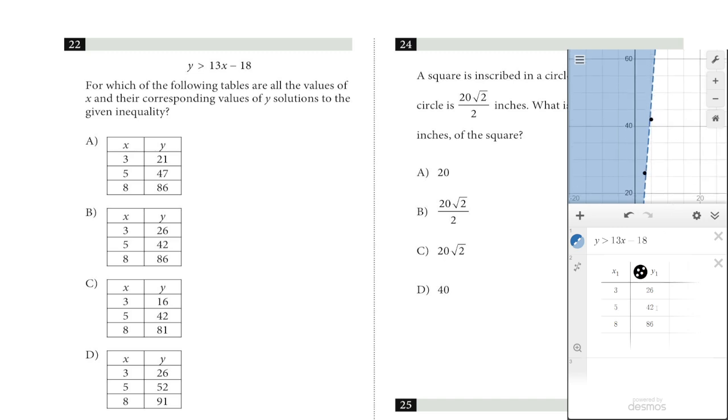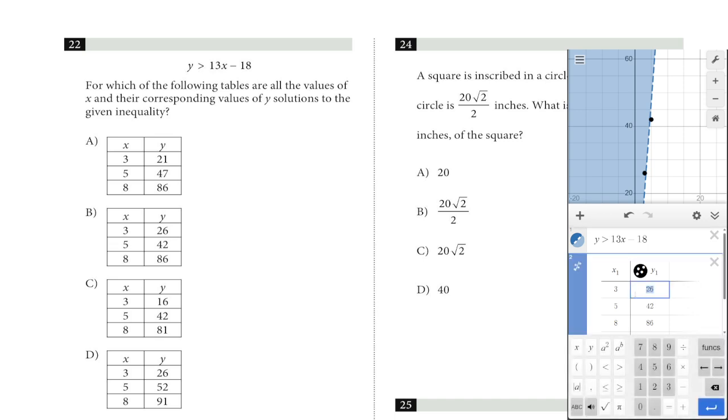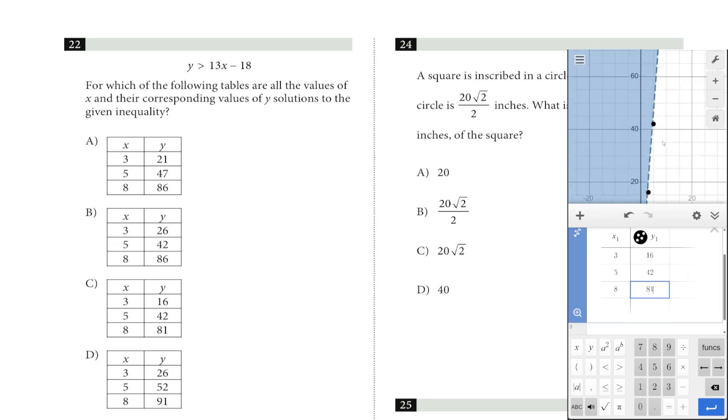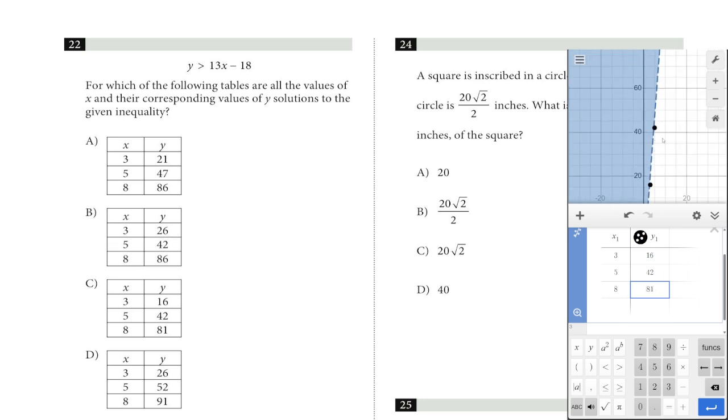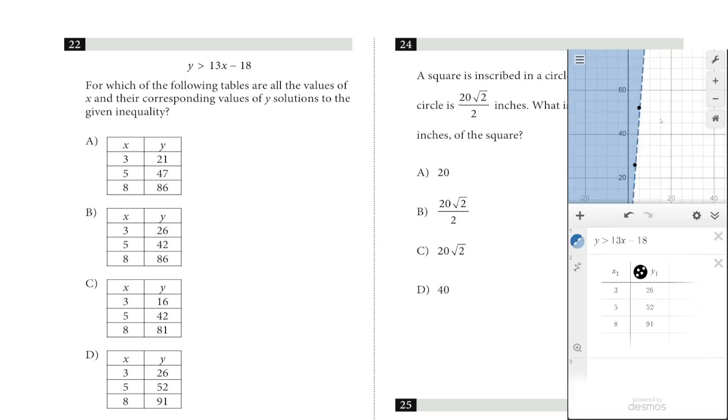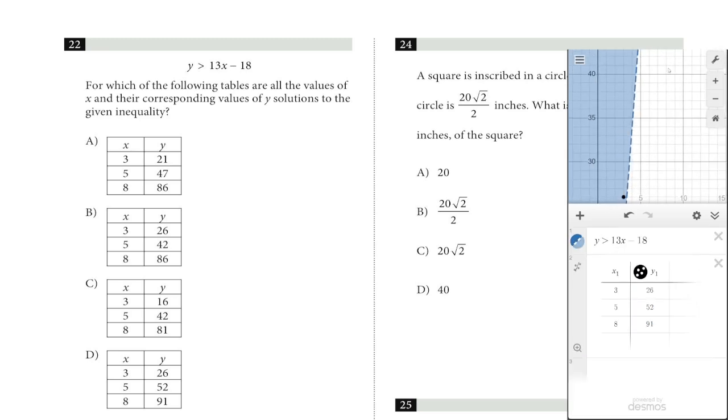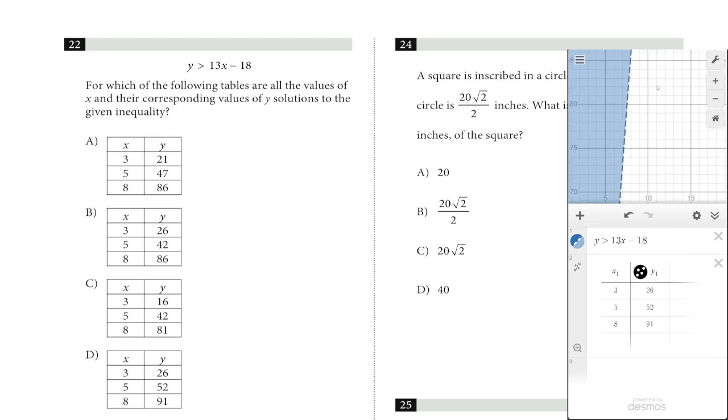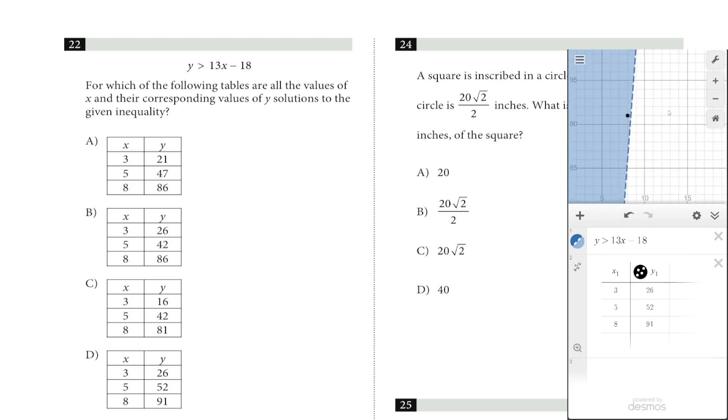So then we'll try answer choice C. So C makes this 16, and then 42, and then 81. And again, if we look, it doesn't look like it's quite in the shaded region, so hopefully it's D. We'll double check. So 26, 52, 91. And again, if we look, those do look in the shaded region. And then let's check the top one. So all of them are in the shaded region, so the answer is D.